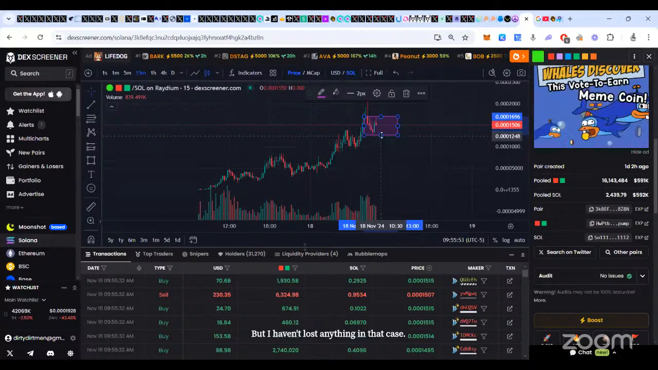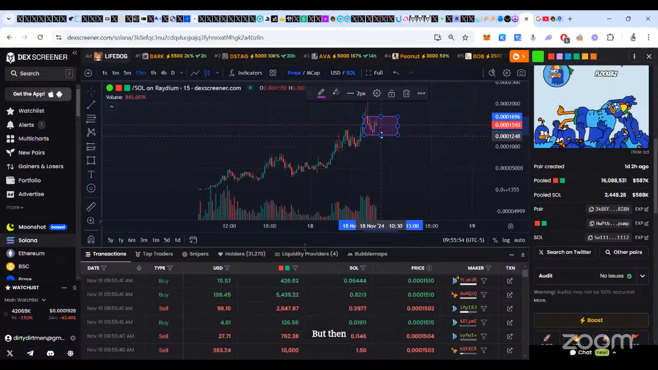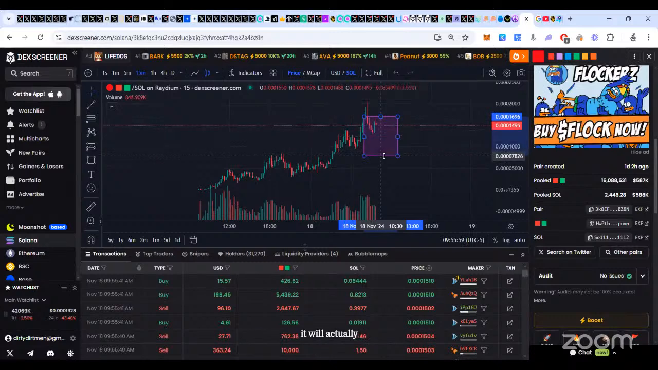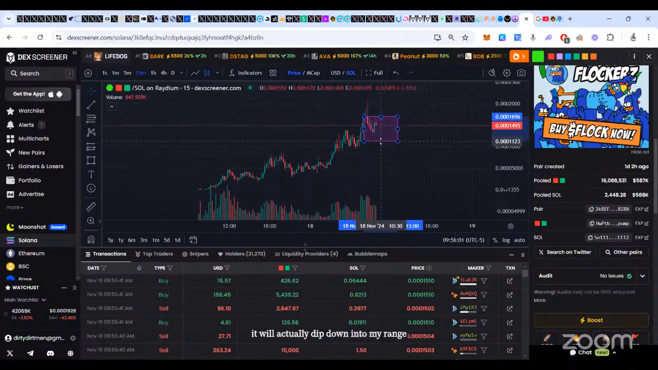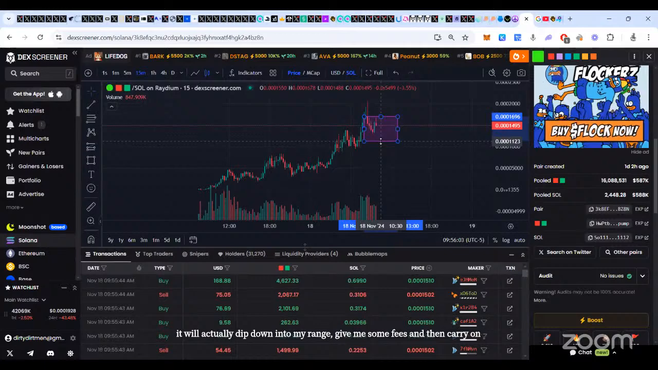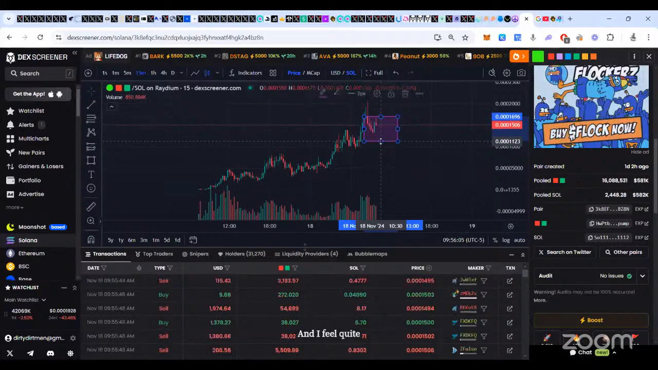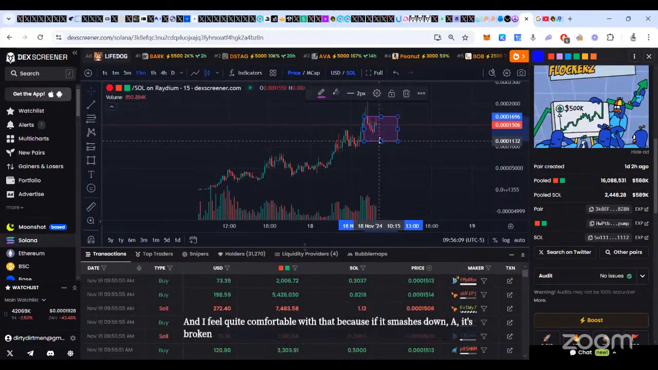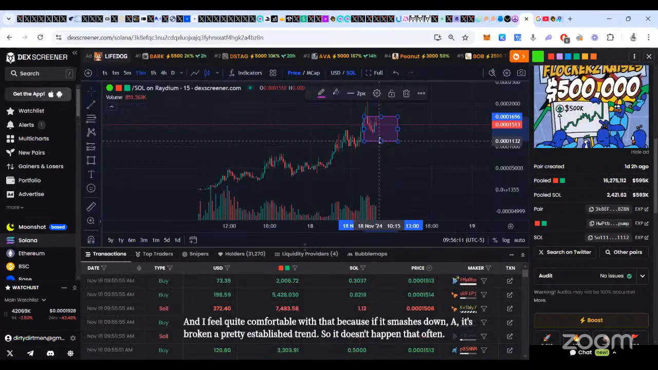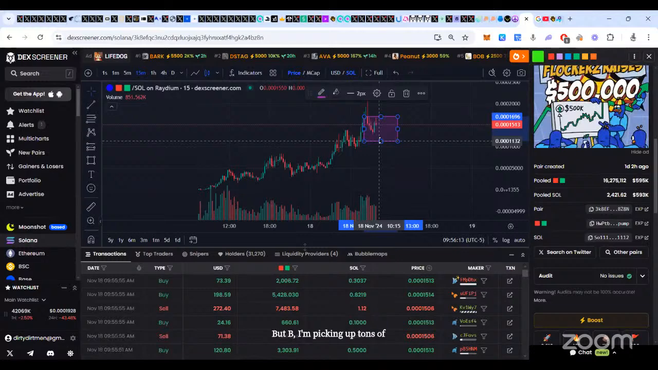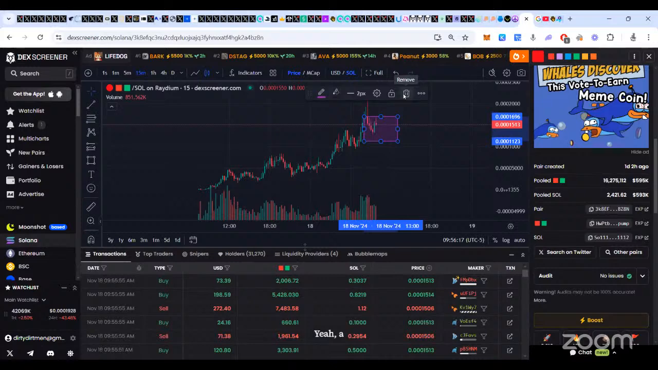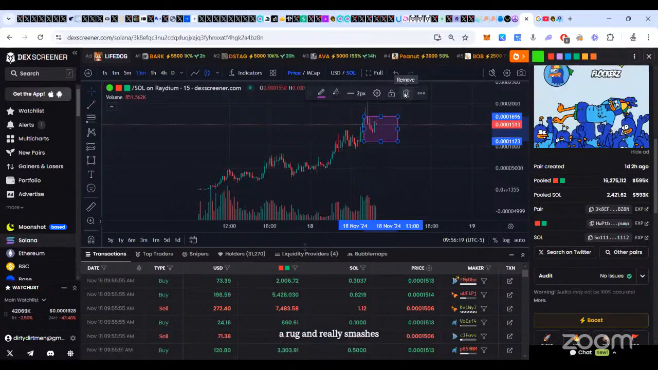But then a reasonably high percentage of the time, it will actually dip down into my range, give me some fees, and then carry on. I feel quite comfortable with that because if it smashes down, A, it's broken a pretty established trend, so it doesn't happen that often. But B, I'm picking up tons of fees as it does so. So the only way I really make a loss is if it's a rug and really smashes down extremely quickly.